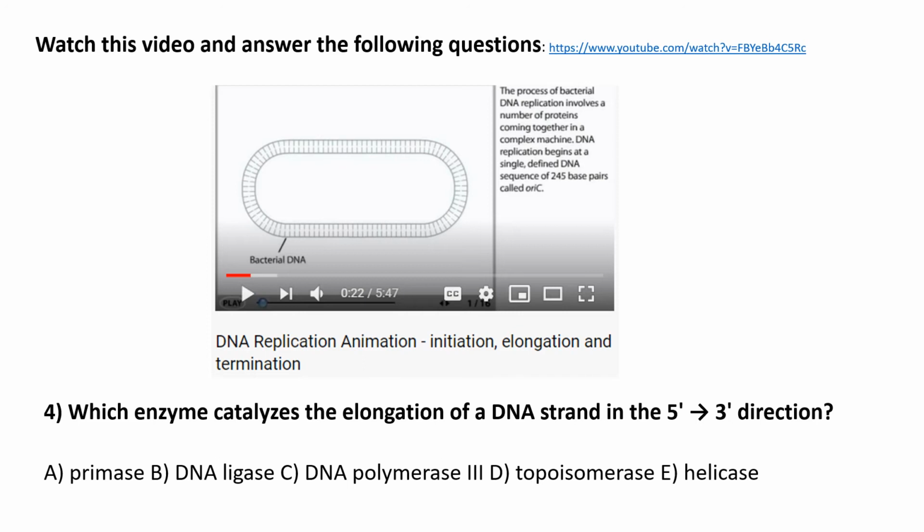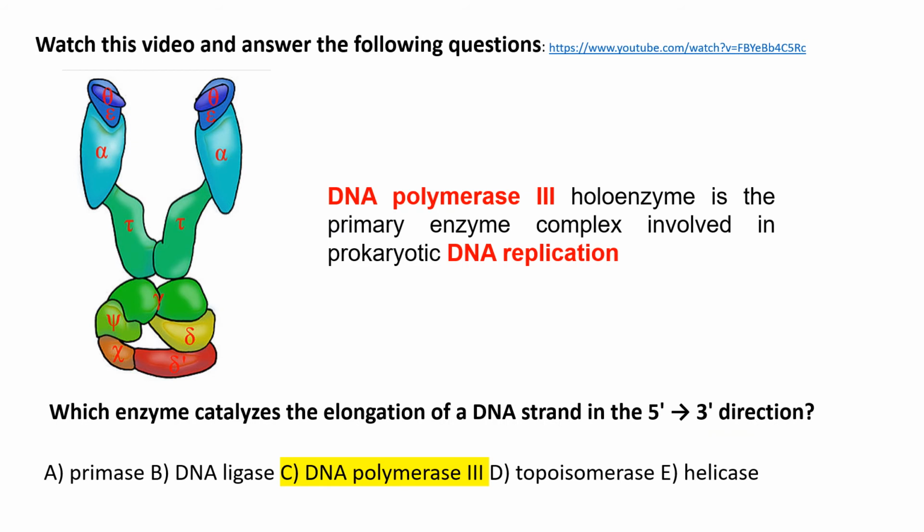Okay, in this question, I ask you again about an enzyme, and this enzyme is in charge of catalyzing the elongation of DNA from a 5' to a 3' direction. So here in this schematic, you can see the DNA polymerase 3, and what I want to show you is that it's composed of multiple proteins and multiple subunits. Here we are just going to tell you that this is called the DNA polymerase 3, but if you take another course, a more advanced course, you will study this in more detail.